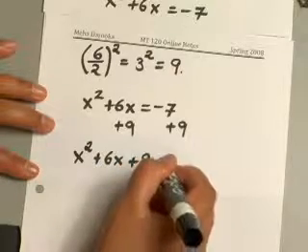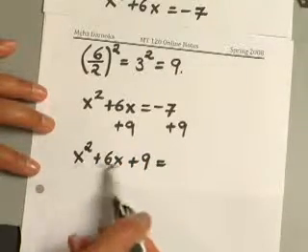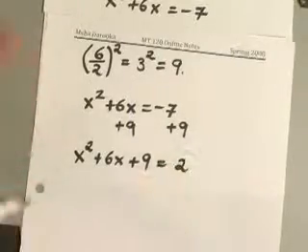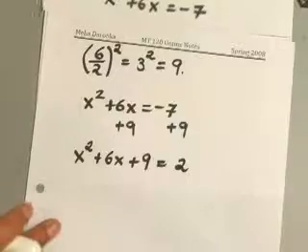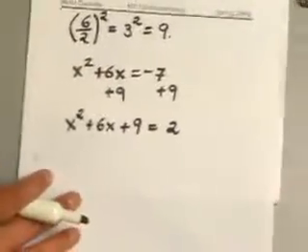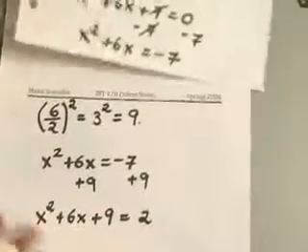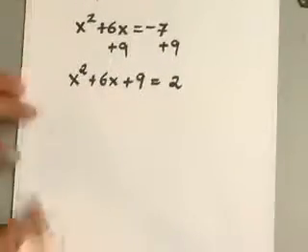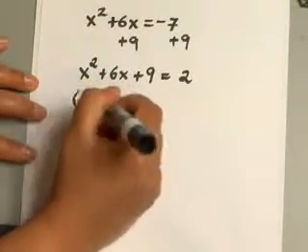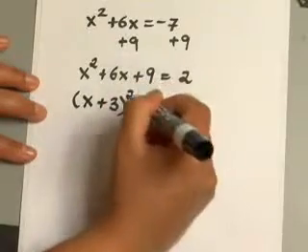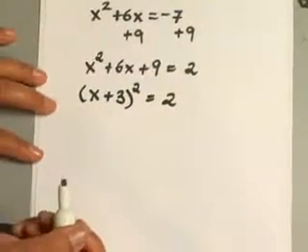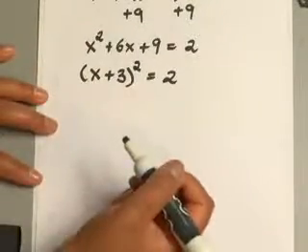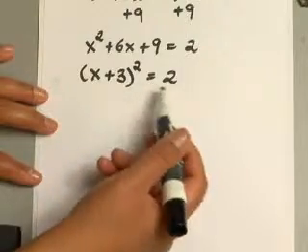Now let's see what happens. Your left hand side will be x squared plus 6x plus 9, because of course you cannot add 9 into any one of these terms, and negative 7 plus 9 will give you 2. Now once we do this, we can go ahead and factor our left hand side, and this will factor out into x plus 3 squared equals 2.